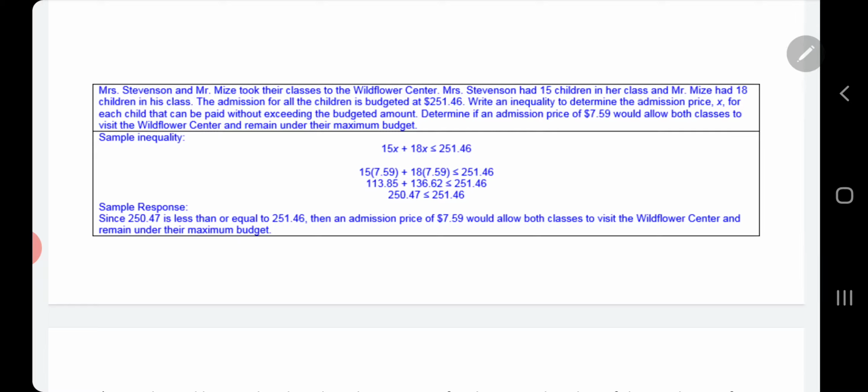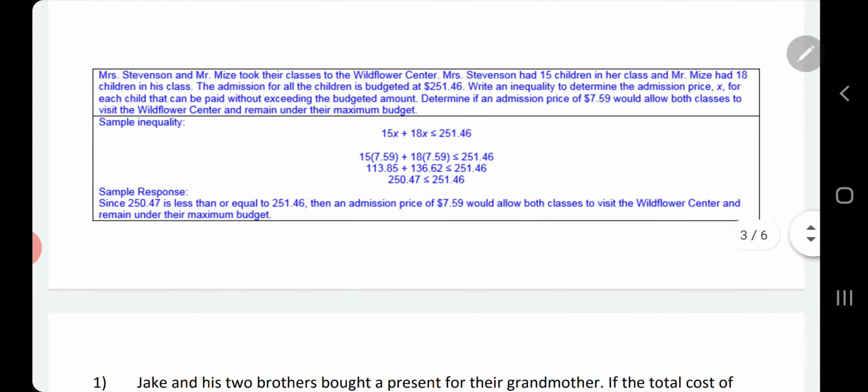Write an inequality to determine the admission price, X, for each child that could be paid without exceeding the budgeted amount. Determine if an admission price of $7.59 would allow both classes to visit the Wildflower Center and remain under their maximum budget. Well, first let's look at the inequality. Let X represent the amount for the admission ticket, because we know we're going to have to pay for each child.